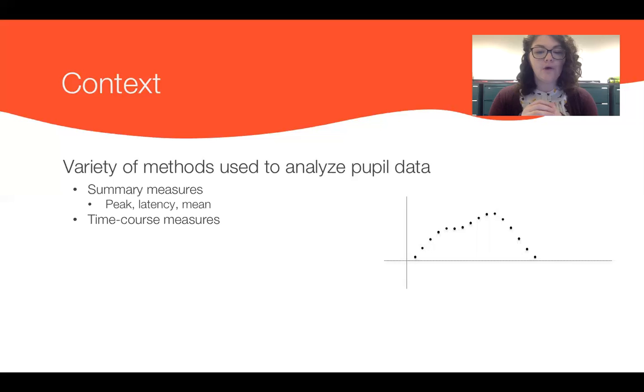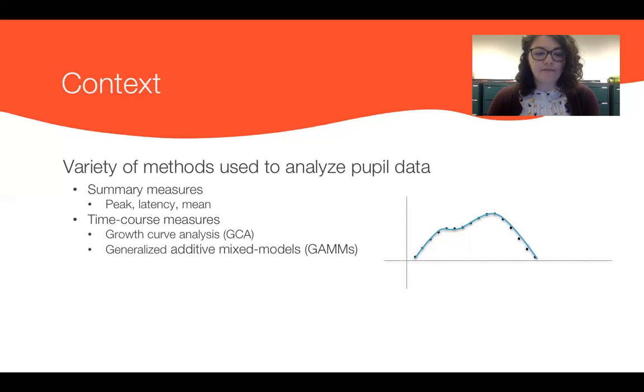This means that rather than summarizing down this data, we are treating it as actual repeated measures data, which is what recording the pupil size over time is. It's a longitudinal measure. There are many ways you can look at longitudinal data, but because pupil data is nonlinear, I'm going to be focusing on a couple of the nonlinear approaches that have grown in popularity for looking at pupil data. The first of these is growth curve analysis, abbreviated as GCA, and the second is generalized additive mixed models, abbreviated as GAMMs.